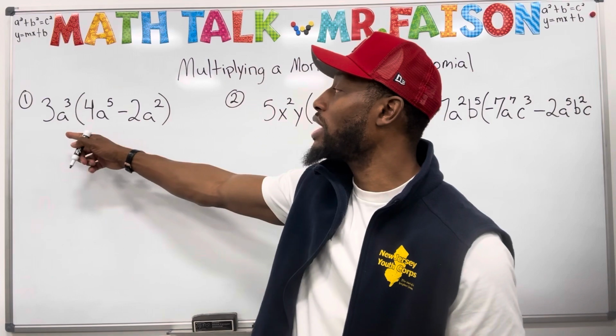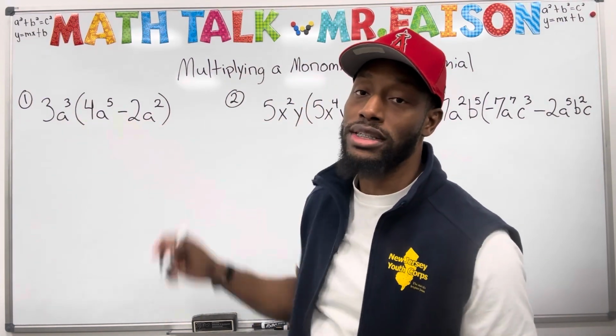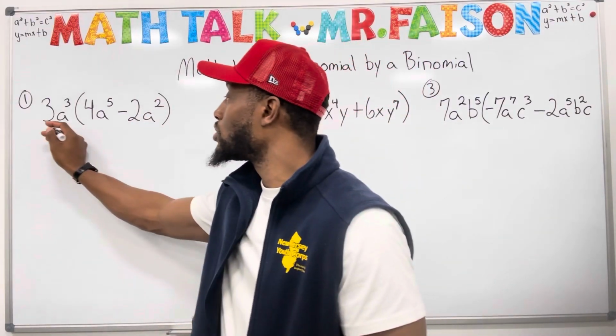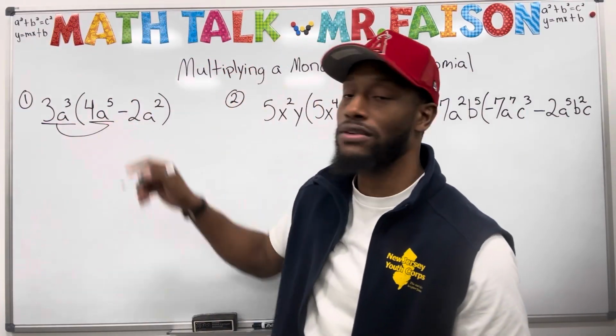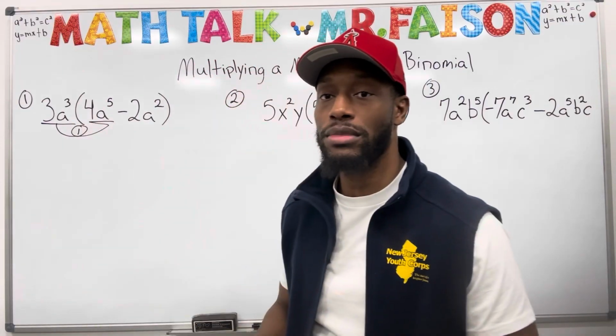So if I look at number one, I have 3a to the third times the quantity 4a to the fifth minus 2a to the second. The first thing I have to do here is the distributive property. So I'm going to take 3a to the third and multiply it by 4a to the fifth. That's going to be step number one. So I'm going to put a 1 right there. So you understand step number one, right?